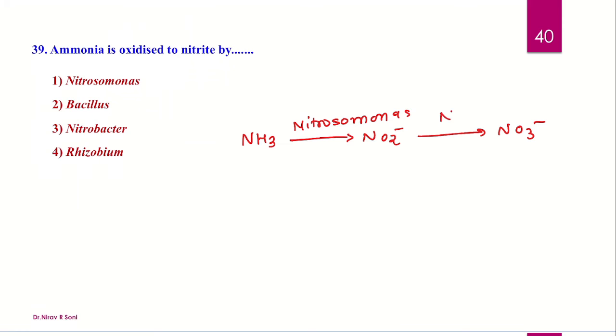Ammonia is oxidized to nitrite. NH3 is converted into the NO2 form by using Nitrosomonas bacteria. And NO2 is converted into the NO3 form, this is called nitrate, with the help of Nitrobacter bacteria. That's why you should choose option number 1, Nitrosomonas.